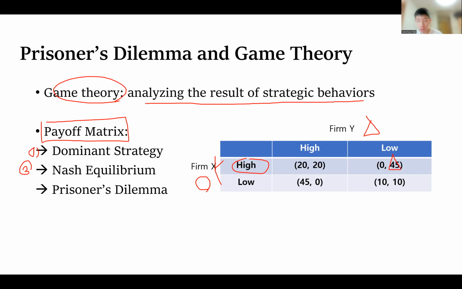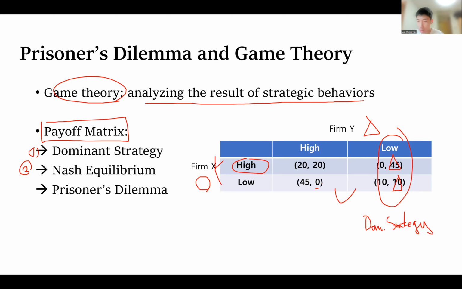Second, if firm X chooses low, then firm Y will choose low of these two because 10 is greater than 0. 10 is greater than 0, right? So Y chooses low in both cases, whether firm X chooses high or low. In other words, Y chooses low regardless of X's selection, therefore low is the dominant strategy for Y.